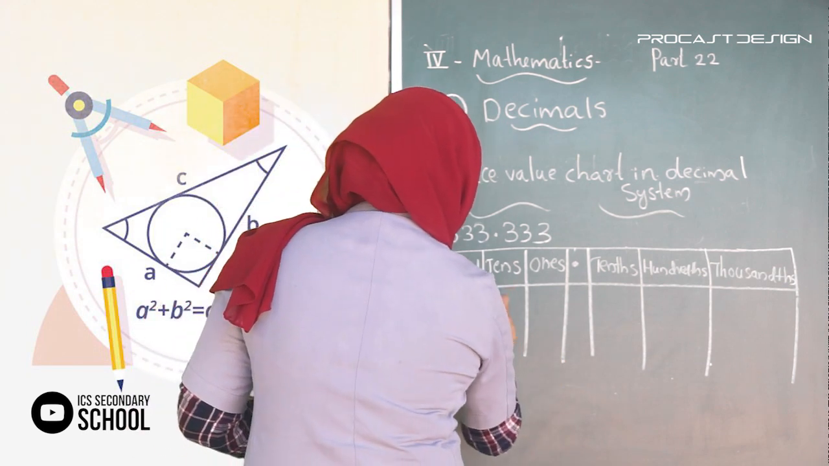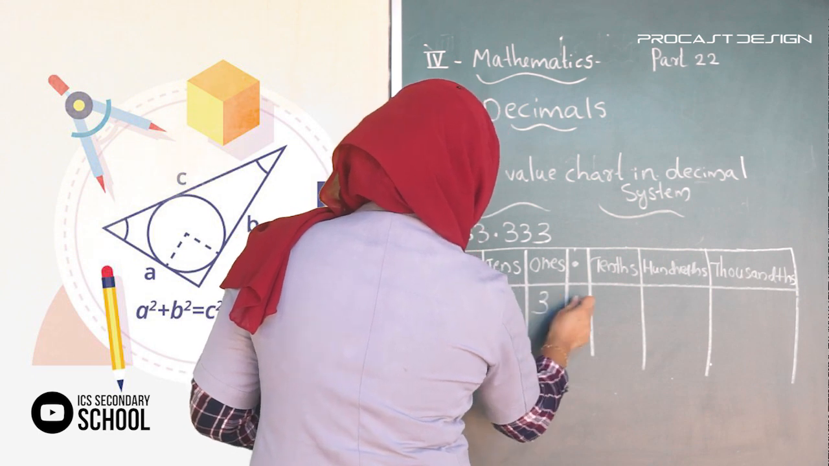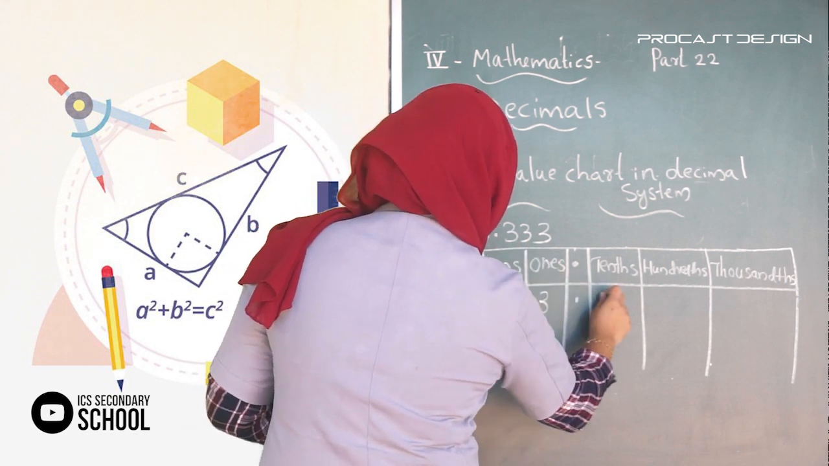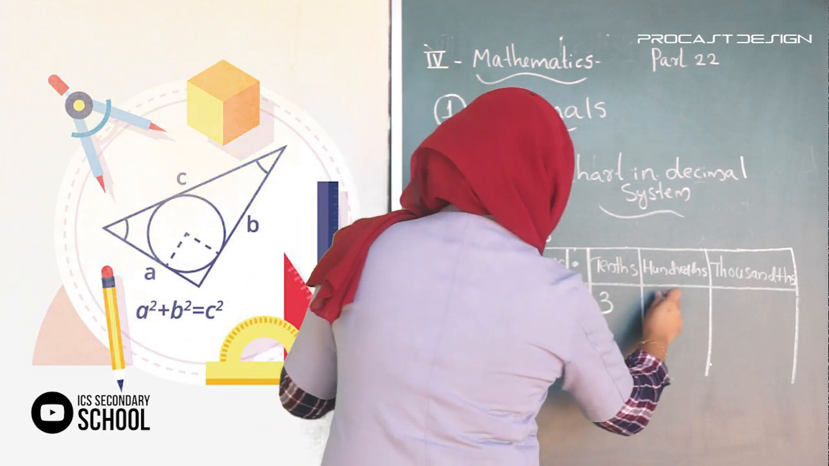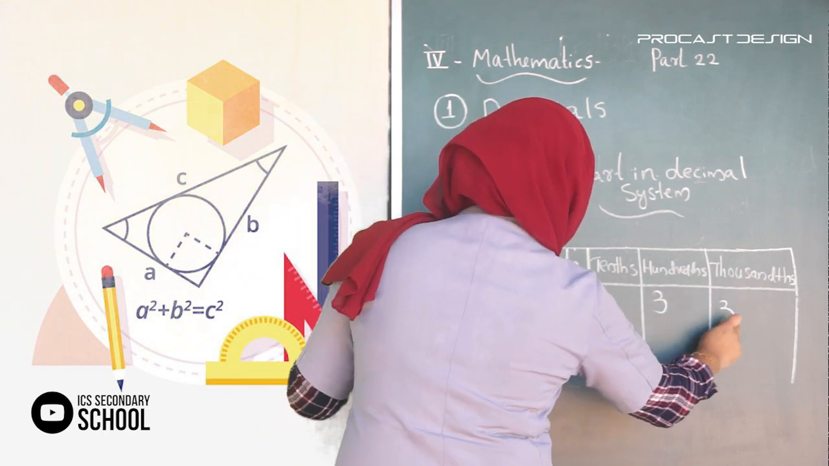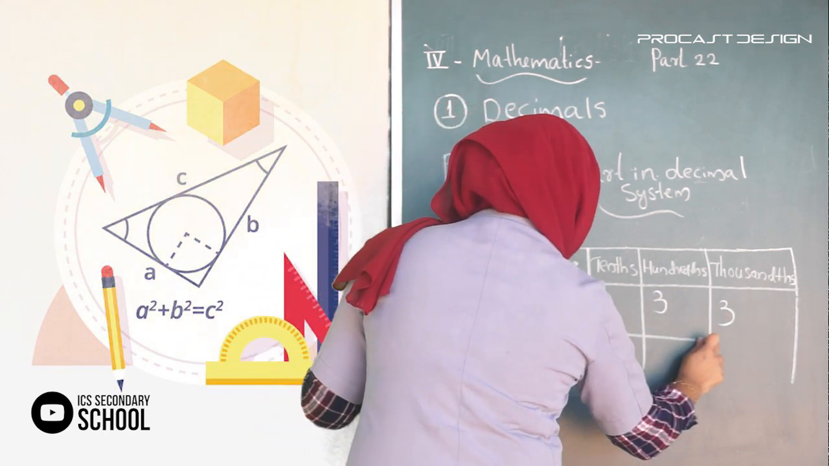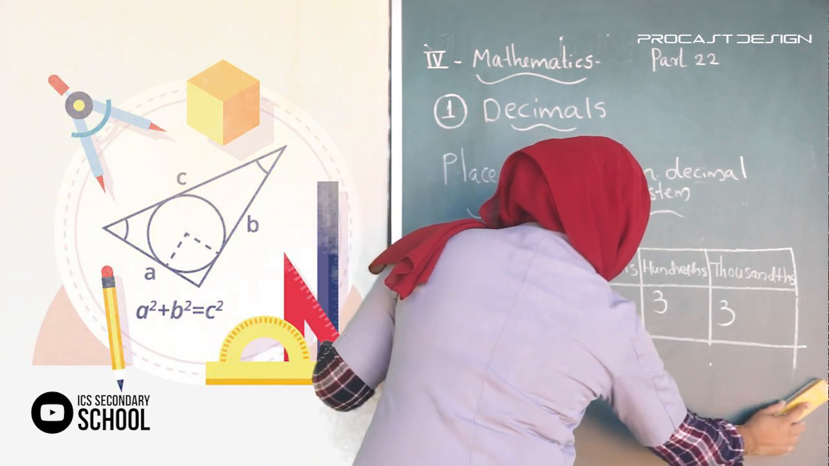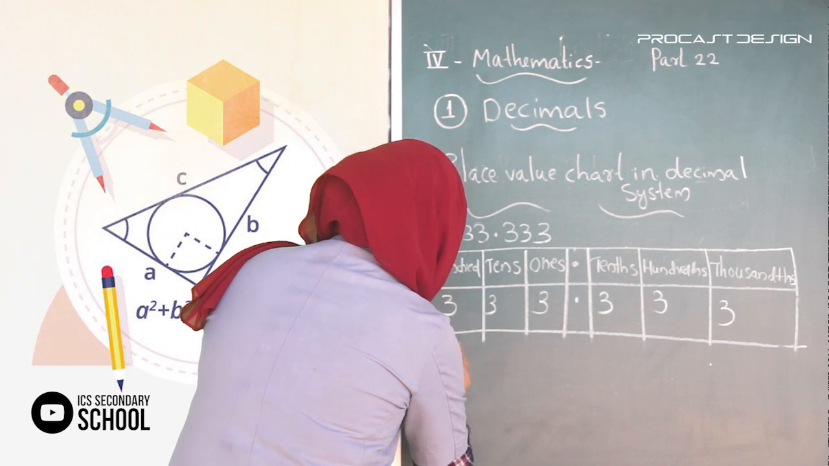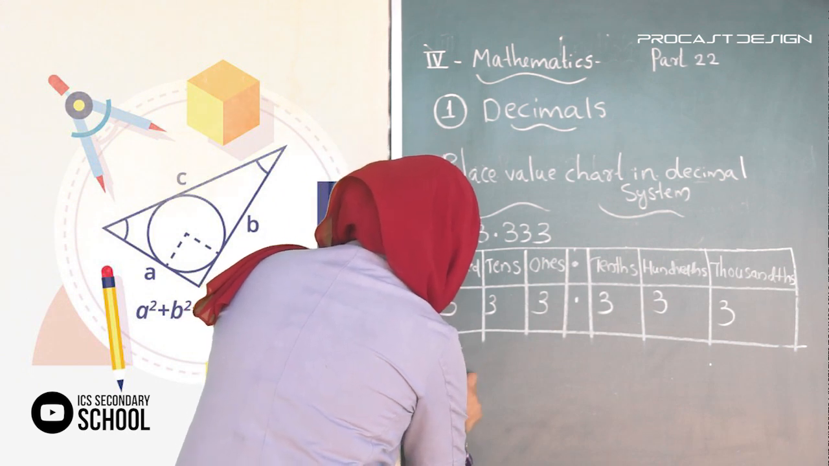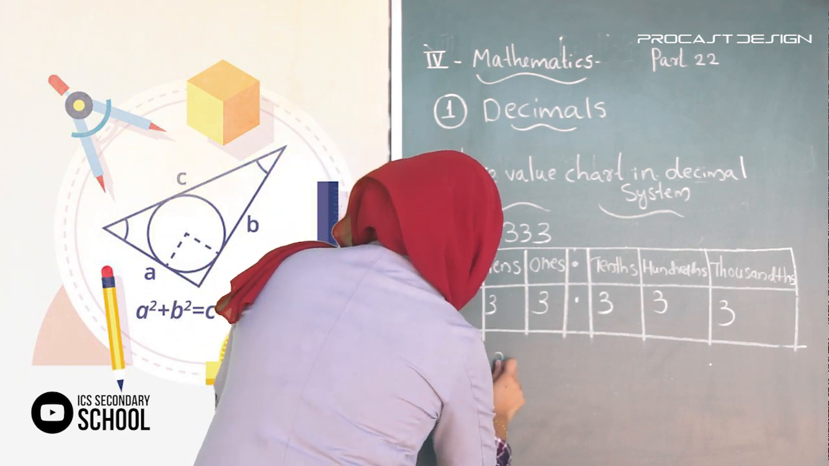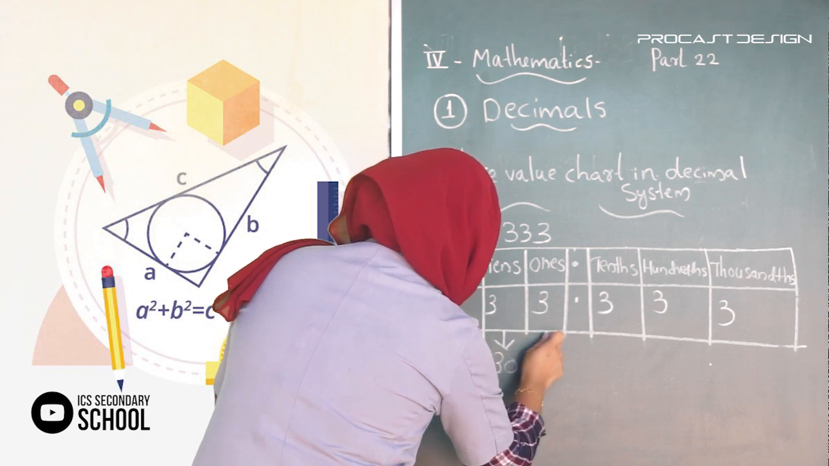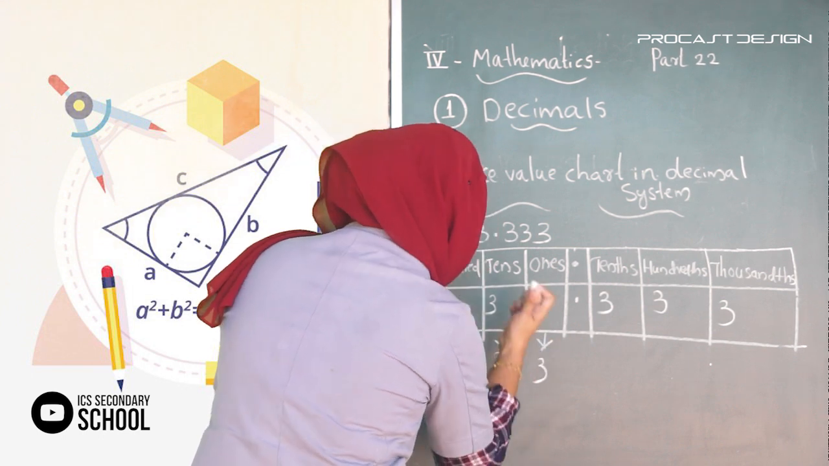3 hundreds, 3 tens, 3 ones. This is the point. 3 tenths, 3 hundredths and 3 thousandths. Okay. 3 hundreds means 300. 3 tens means 30. 3 ones is 3.